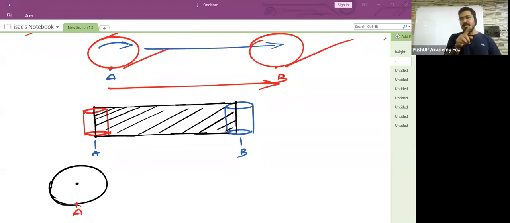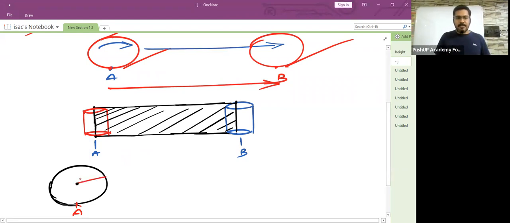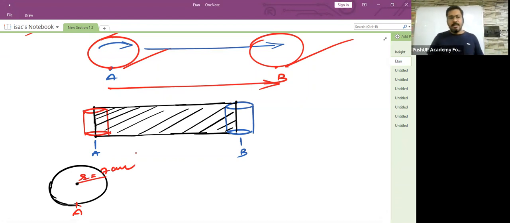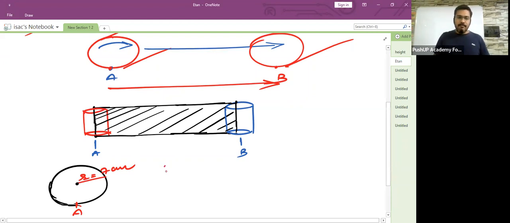Children, imagine this circle is the wheel of your cycle. And it has to start rolling on the road. I am telling you that the radius of this wheel is equal to 7 centimeters. Just assume, okay? The radius of this wheel is equal to 7 centimeters. Can you tell me in one rotation, how much would be the distance covered by this wheel?